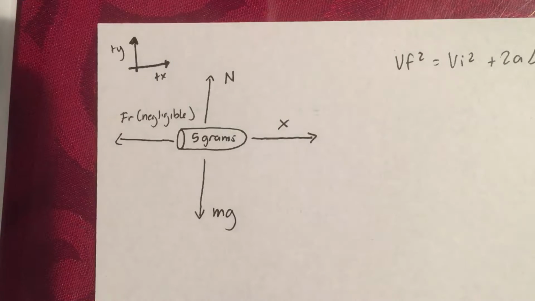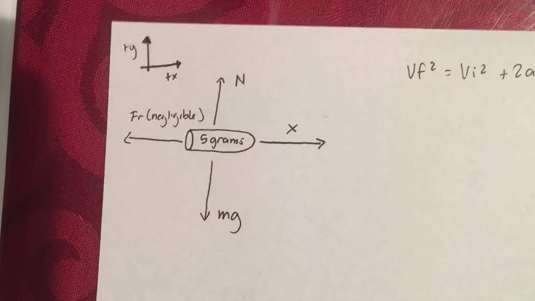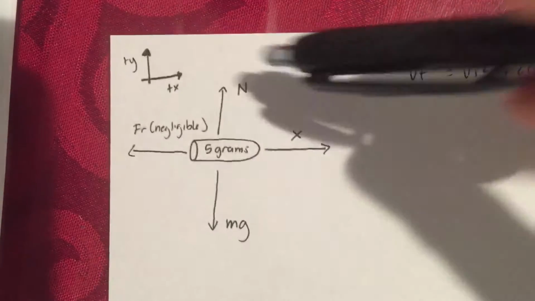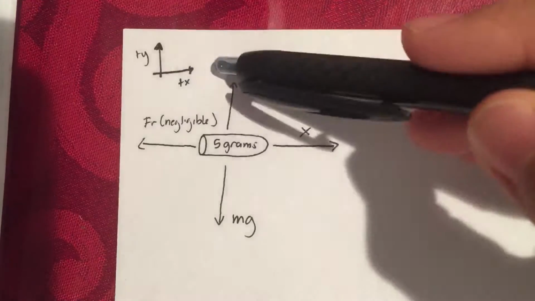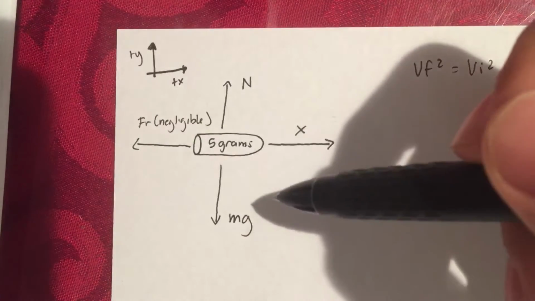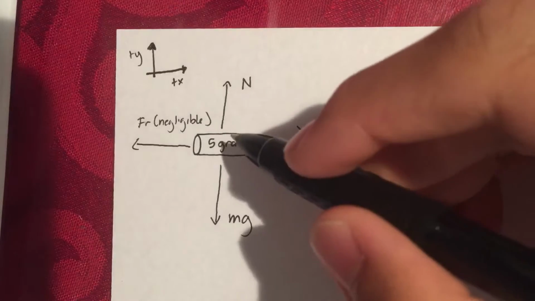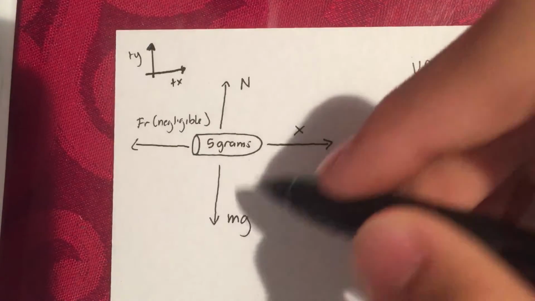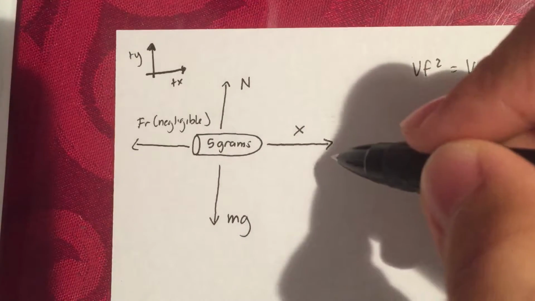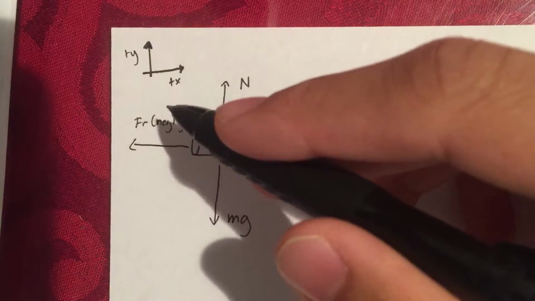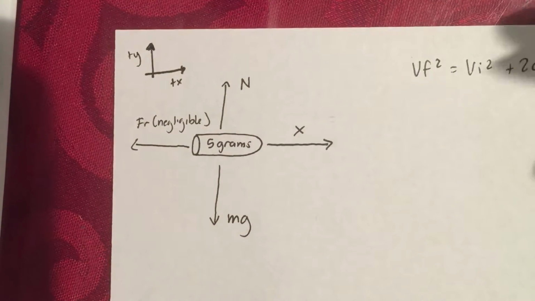Okay, so this is problem number 8 on the chapter 4 homework on page 109. The first thing I did was find the positive y and the positive x direction, and then I drew a diagram. We know that the bullet is 5 grams and it has the normal force acting on it, its weight pulling it down, an unknown force, this is why it's x, and a negligible force of friction or air resistance or whatever you want to call it.